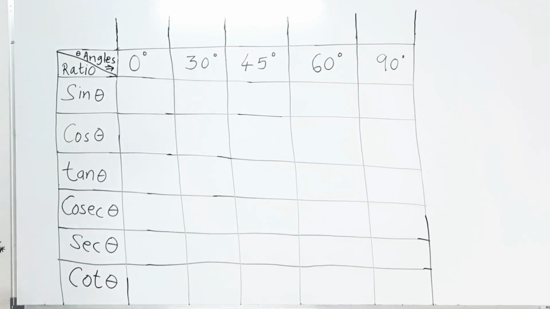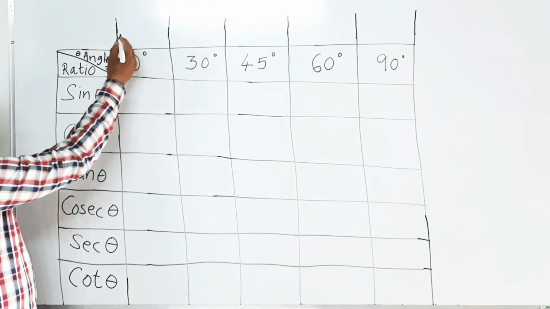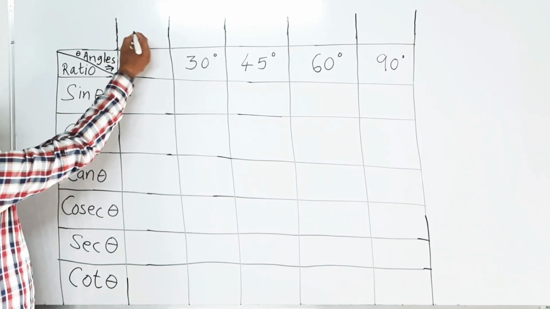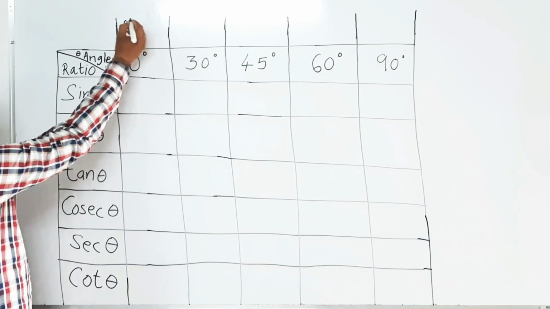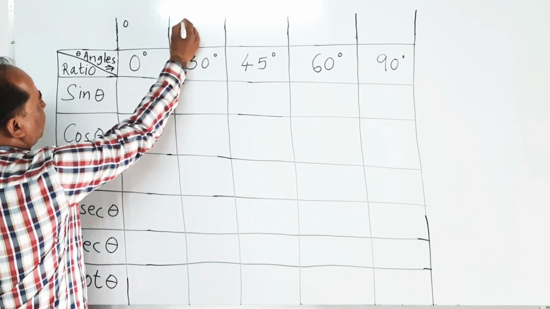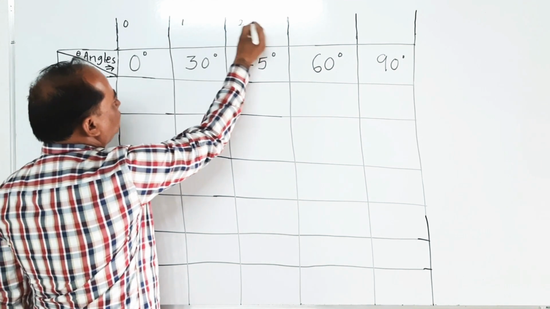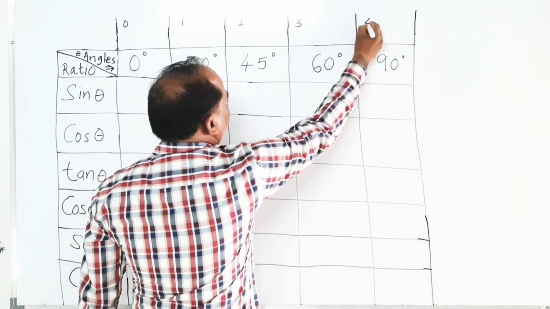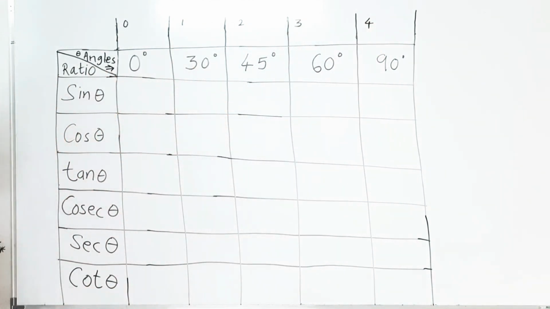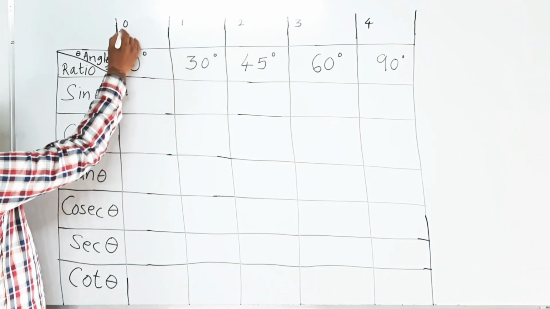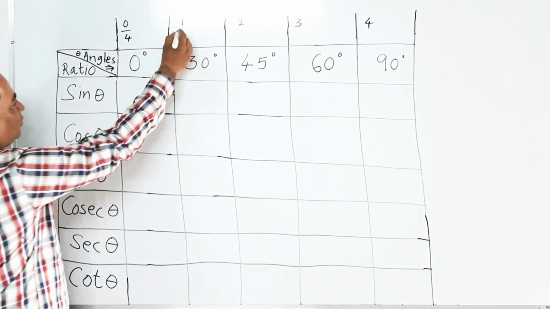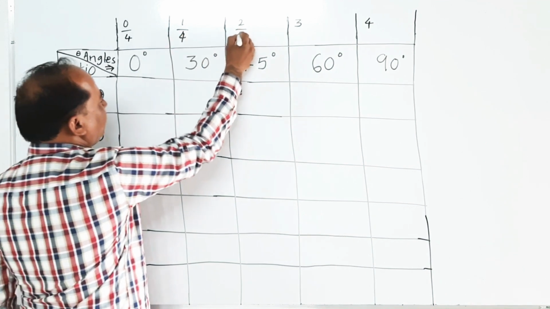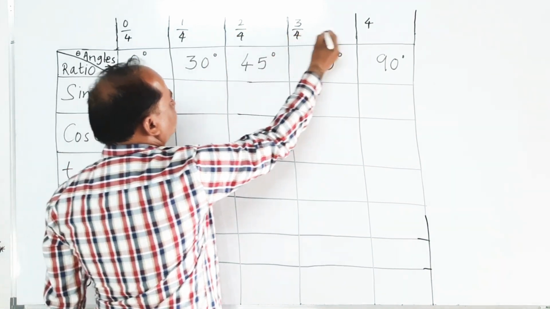So first, number these angles as 0, 1, 2, 3, 4. Now divide all these numbers by 4. 1 divided by 4.